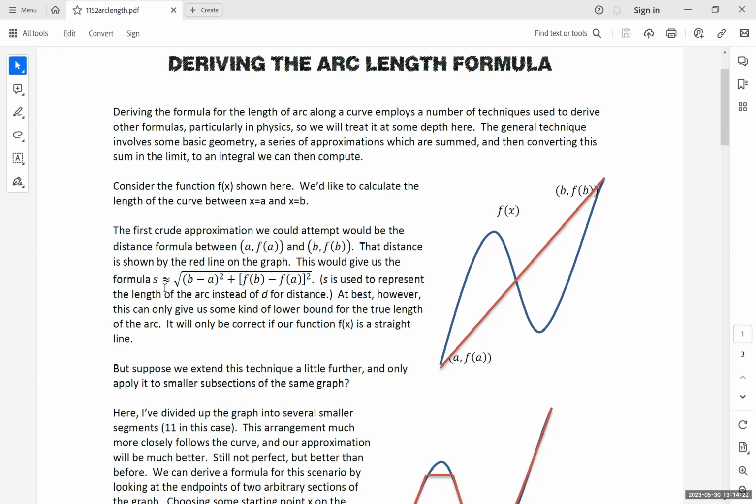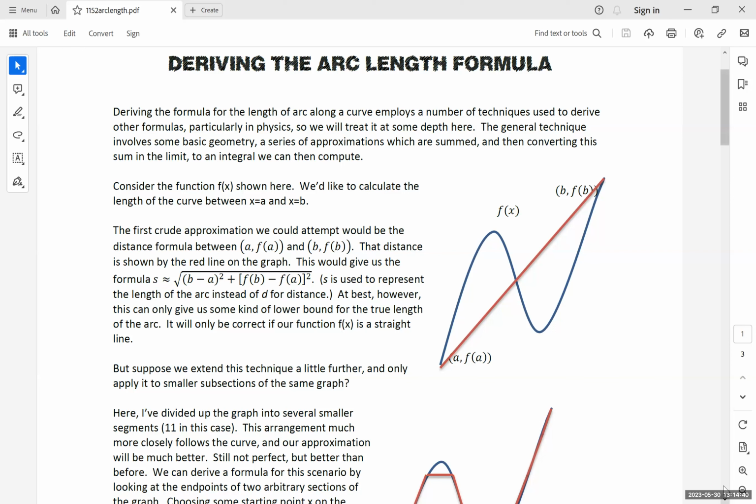b minus a squared is the length in x, and f of b minus f of a squared is the length in the y direction. And again, if this was a straight line, this would be the solution, but we want to find a more general approach to this.